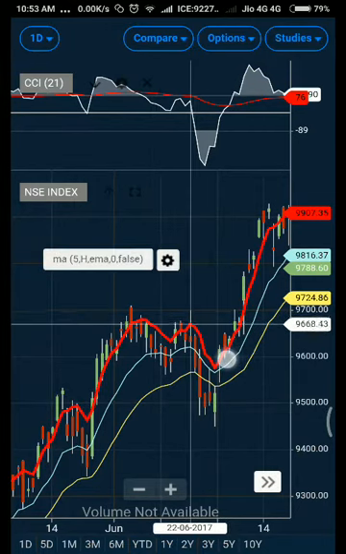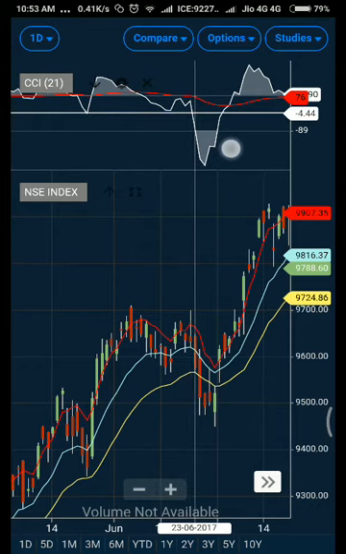So finally we waited, and the first target got achieved here. It broke below the zero line and bam, right onto the 89 level target we got.